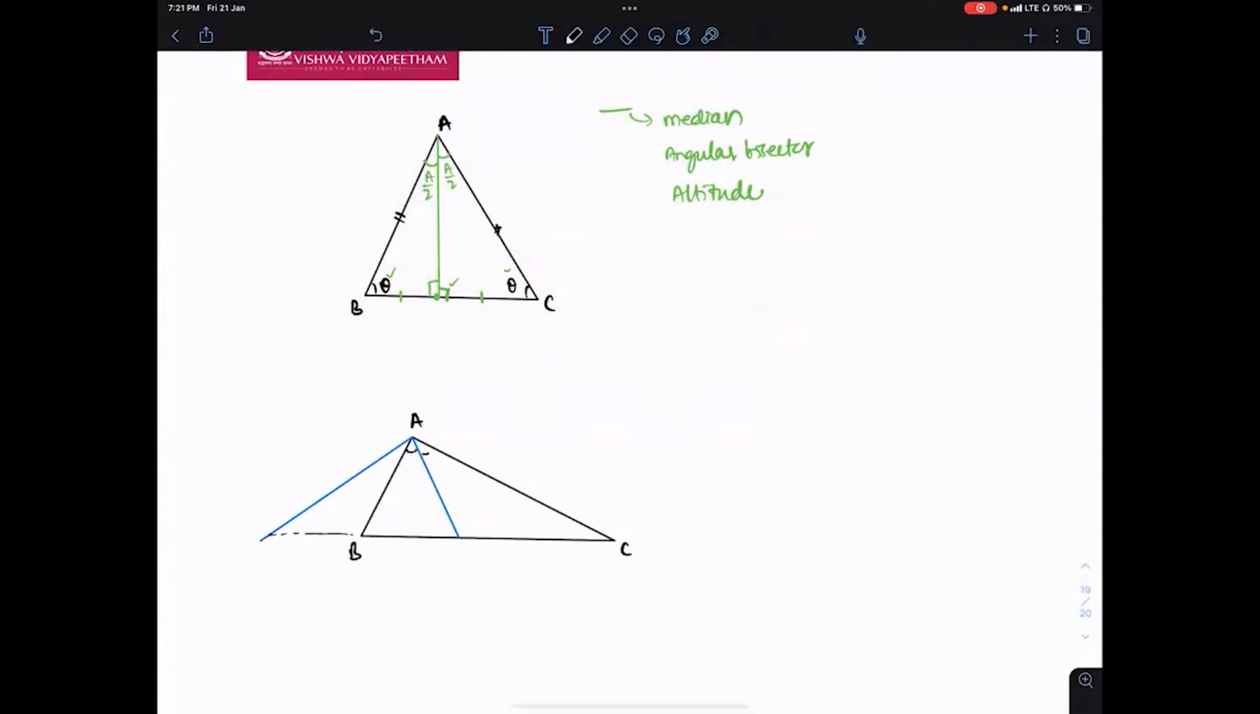Internal angle bisector means these two angles must be the same, A by 2, A by 2. External angular bisector means, look at angle C. If you extend like this, this is your angle C, the internal angle of the triangle. This is also an internal angle of the triangle. There is another angle, that is the external angle. Here also, if you extend these two, then this is that other angle. The one which is bisecting is called the external angle bisector.